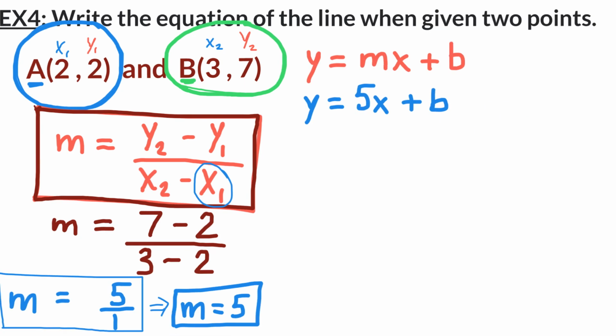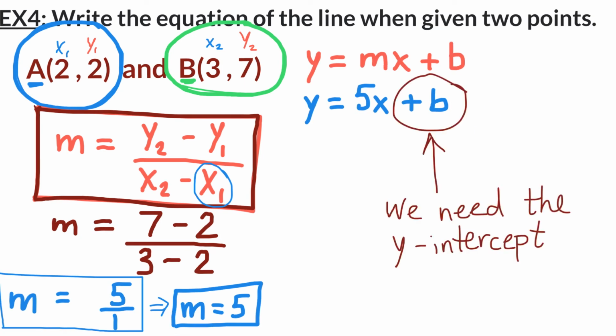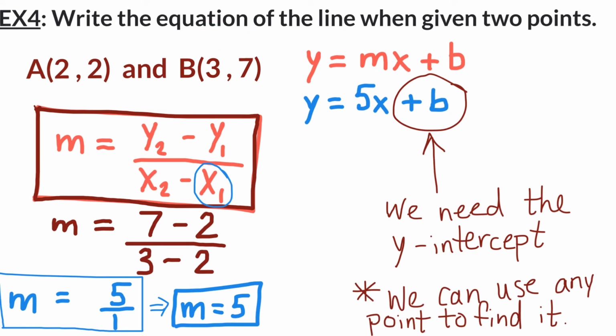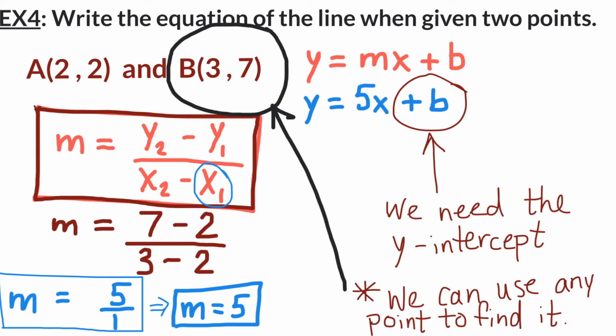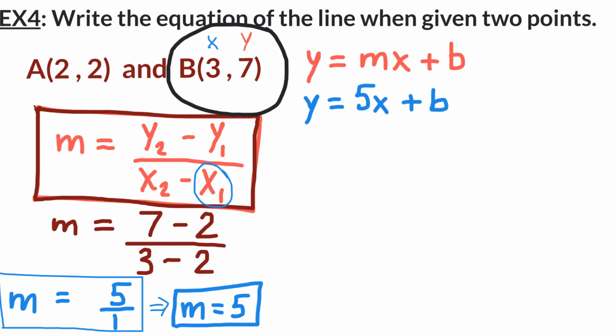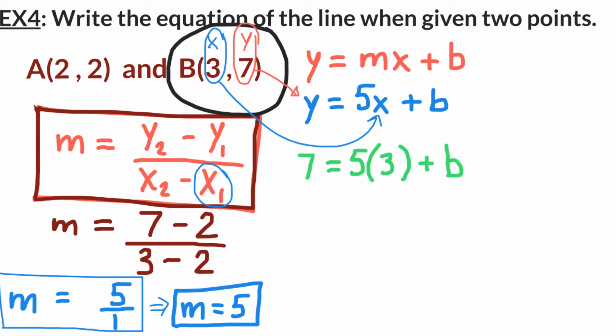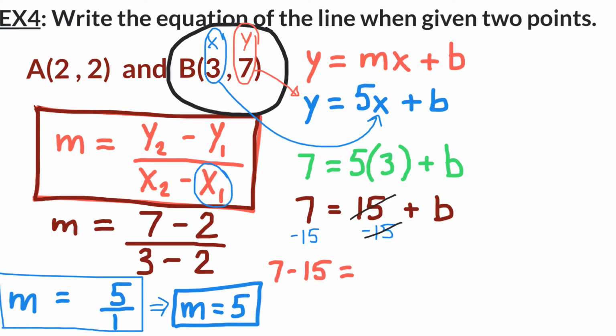Now we need to find the y-intercept using one of these points. Let's use the point B, (3, 7). We know when x equals 3, y equals 7. We plug these values into the formula to find b. So 7 equals 5 times 3 plus b. Now we have 7 equals 15 plus b. We subtract 15 from both sides, so we get 7 minus 15 equals b. Therefore, b equals -8.